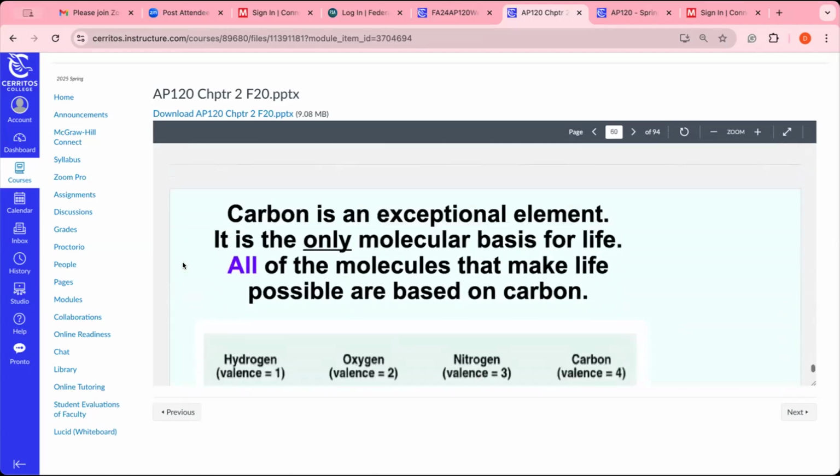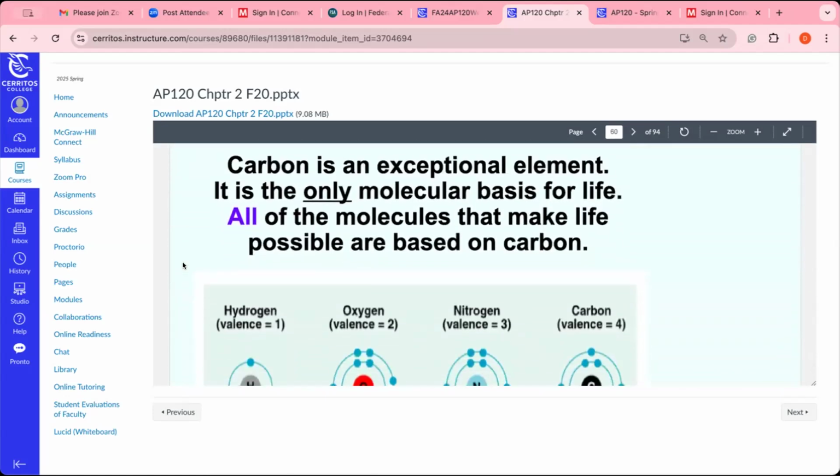Carbon is an exceptional element. It is the only molecular basis for life. All the other molecules that make life possible are based on carbon.